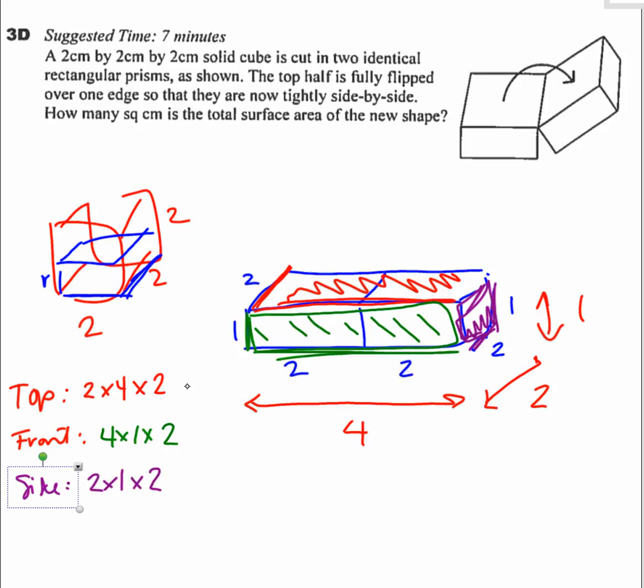When I find each area, so 2 times 4 times 2, I get 16. 4 times 1 times 2, I get 8. And I get 4. When I add those up, I get 28. That is the total surface area of the new shape.